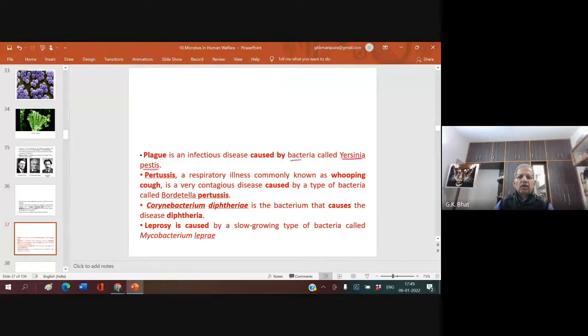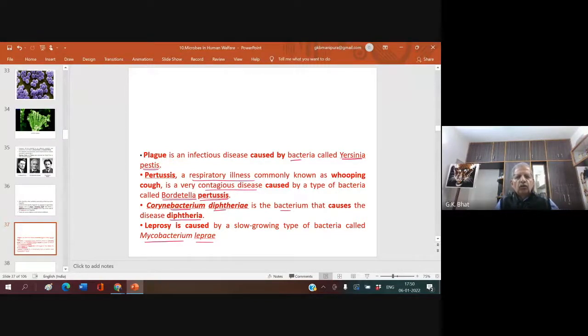Pertussis, which is also known as whooping cough, is a very contagious respiratory disease caused by a type of bacteria called Bordetella pertussis. People used to die of whooping cough. Corynebacterium diphtheriae is the bacterium that causes the disease diphtheria. Leprosy is caused by another bacterium, Mycobacterium leprae.